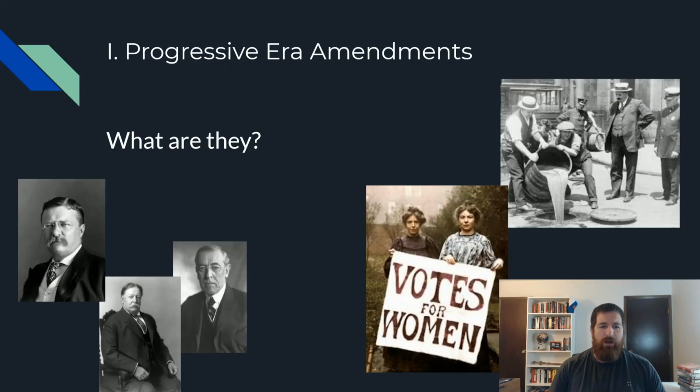So let's start with the Progressive Era amendments. And so first off, what are they? Well, Progressive Era amendments are amendments passed during the 1910s and 1920s, during what we know as the Progressive Era. And this is when a lot of changes were made to government so that it could both better represent society as well as better provide for people within society. These changes were largely led by the three progressive presidents that in order were Teddy Roosevelt, William Howard Taft, and Woodrow Wilson. So let's look at the individual amendments themselves.